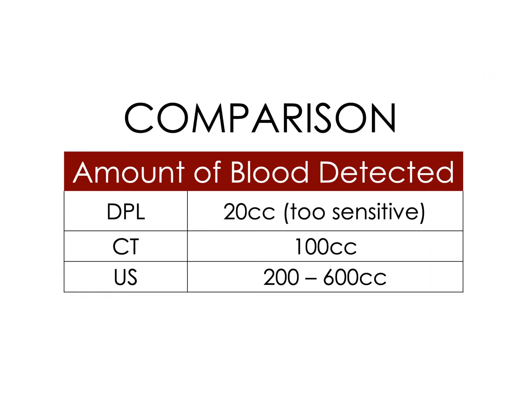So this is just an illustration of the sensitivities of those three tests. DPL will pick up as little as 20 cc's of blood. That is too sensitive. That is going to find injuries that didn't need to be repaired, bleeding that was going to stop on its own, where the trauma of the X-lap is worse than the original injury. A CT will pick up as little as 100 cc's of blood.